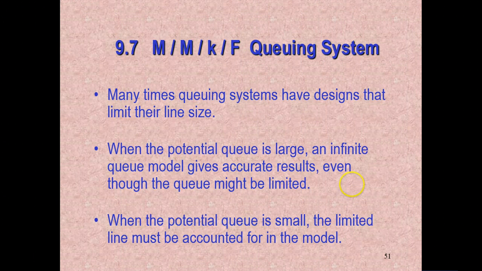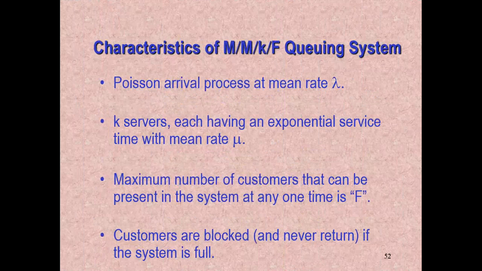Okay. So I told you the last 2 values, system size and population size. A lot of times we just assume them to be infinite. Many times queuing systems have designs that limit their size. When the potential queue is large, an infinite queue model gives accurate results even though the queue might be limited. When the potential queue is small, the limited line must be accounted for in the model. And there are different formulas for this.